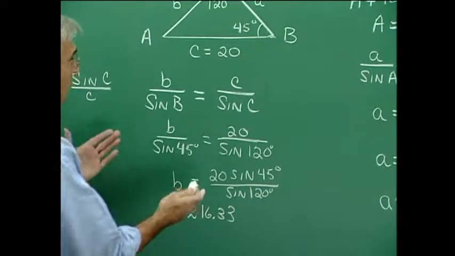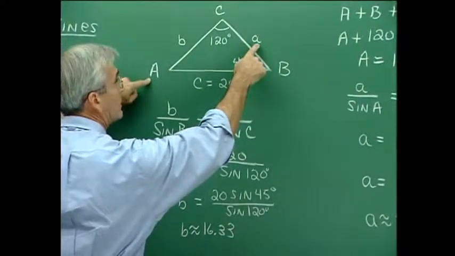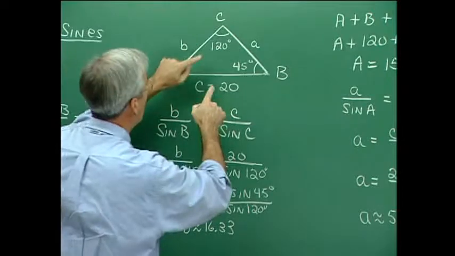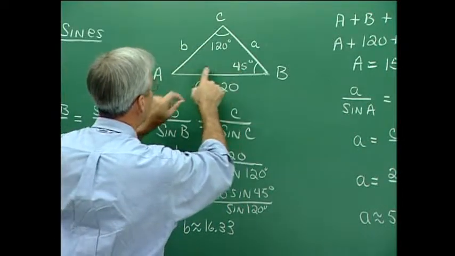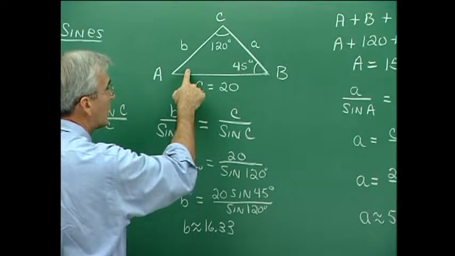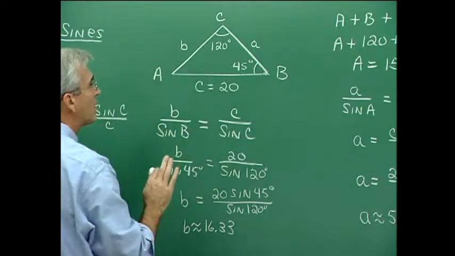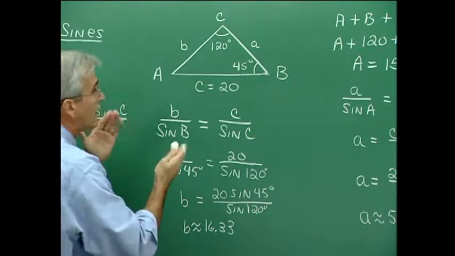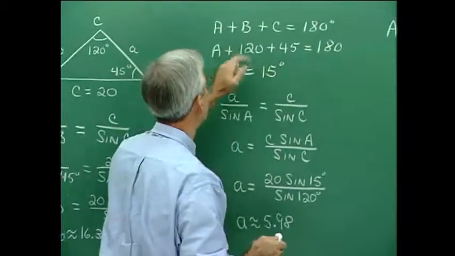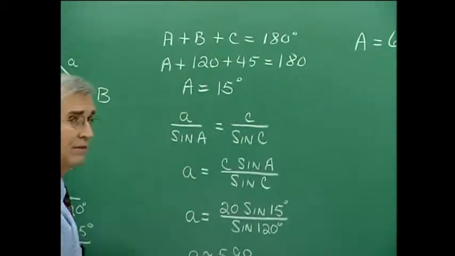At this point, we can solve for angle A and side A. The angle is really easy because we have information about two of the angles. We certainly should be able to figure out the third because the sum of the angles is 180. We could have actually attacked the problem that way to begin with. So let's go ahead and solve for angle A. We know A plus B plus C is 180, B is 120, C is 45. So solving this for A, we find A to be 15 degrees.